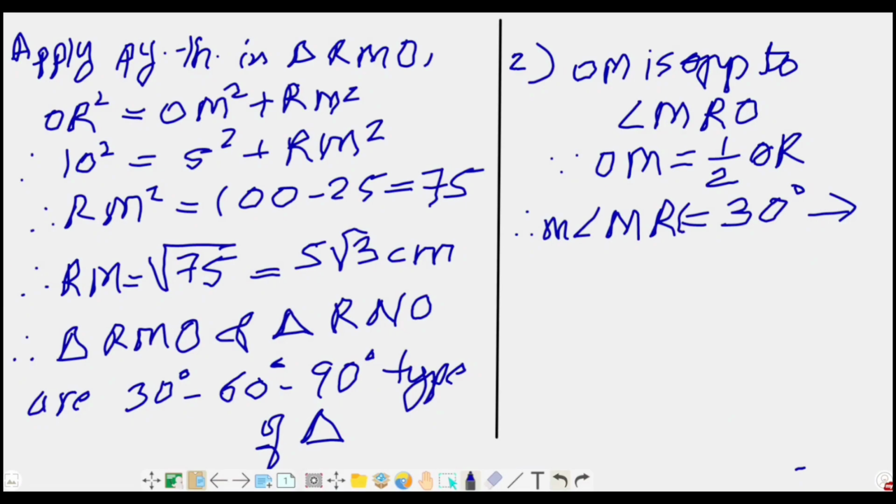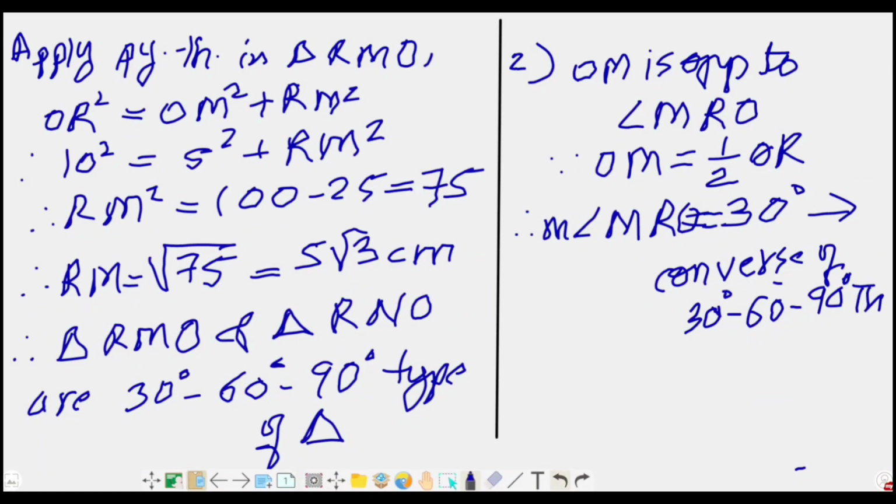So what will be your reason, students? Converse of 30, 60, 90 theorem. Same way, therefore, other triangle is also same. So your angle NRO is also 30 degree.